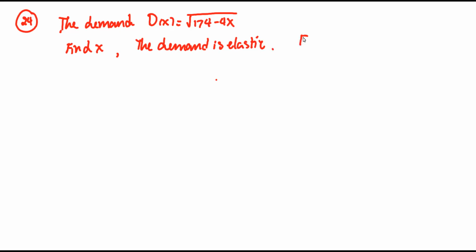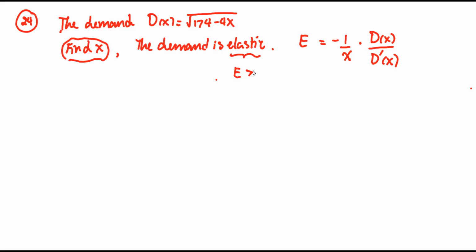The demand is elastic or inelastic. We use the letter E. The elasticity of the demand is computed by using the formula -1 over x, where x is the production level, which is the number we're going to get at the end, multiplied by the demand function divided by the derivative of the demand function. To determine whether the demand is elastic or inelastic: elastic means E is going to be greater than 1. That's the control number to find the x value.